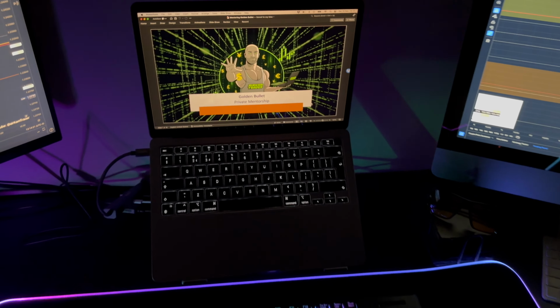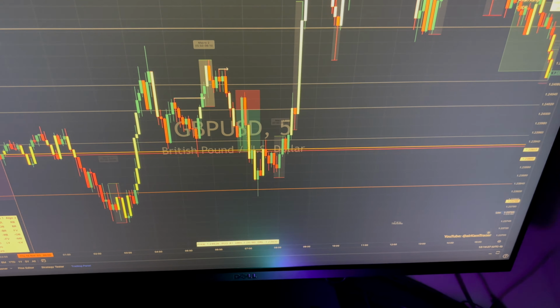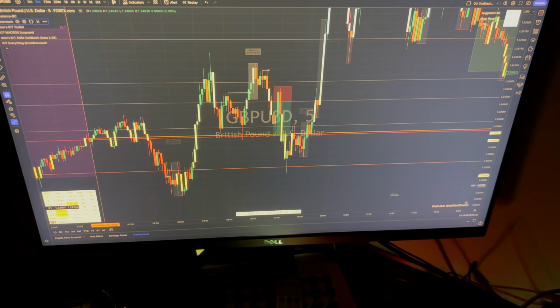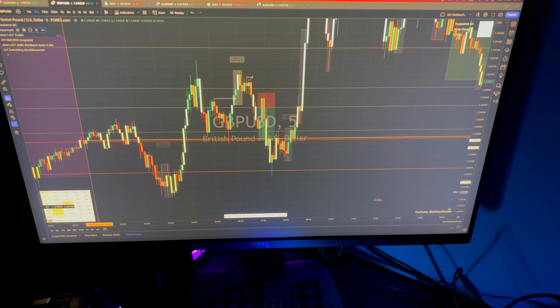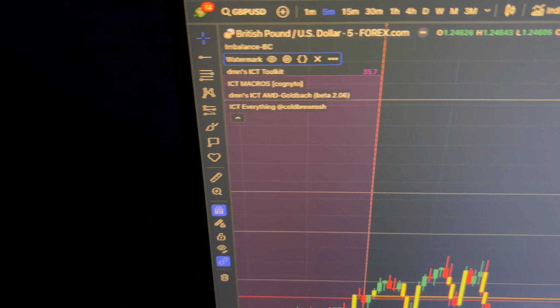The MacBook Air is connected to a second screen, and this is what I use for my technical analysis. So this is where I'm having a look at the lower time frames for my golden bullet trade execution. The indicators I like using.